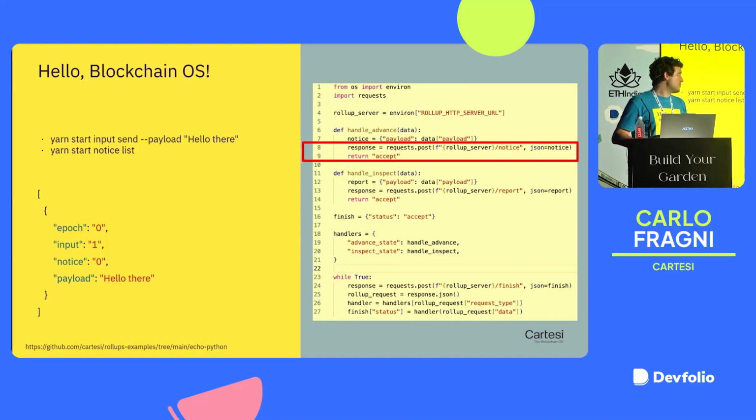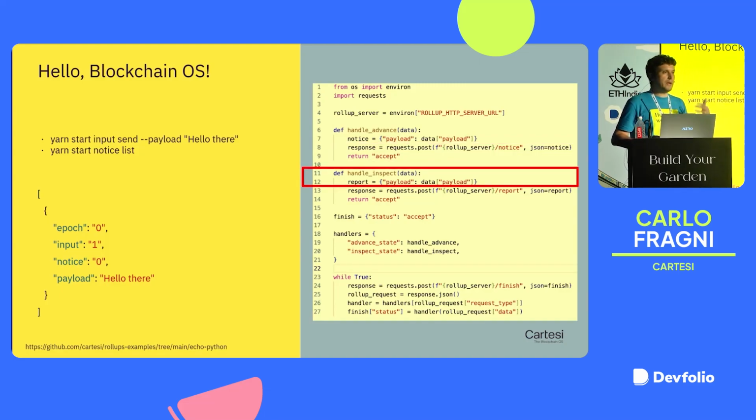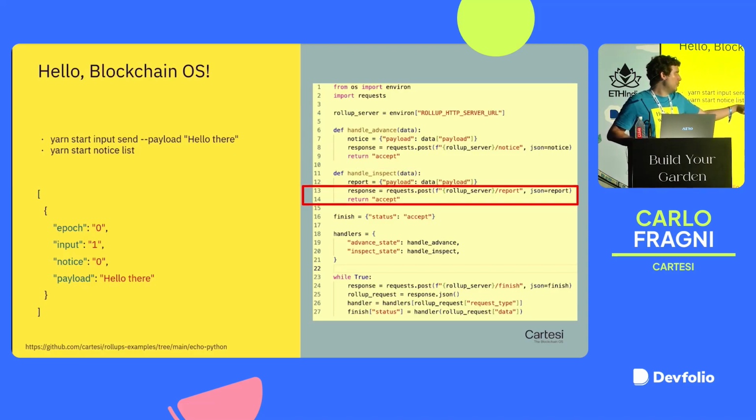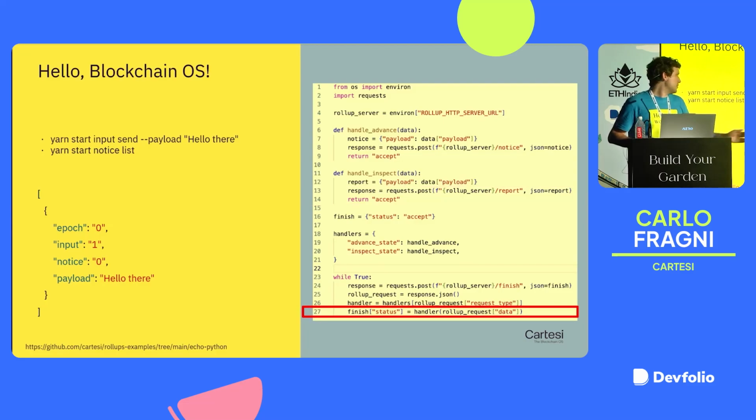So on the handle inspect, which is the case for this inspect API, which is ephemeral, same stuff. Only that this time we're picking up this payload and we're putting it on a different endpoint, report. Report is this other interface which I told you guys is meant to be ephemeral. So whenever you do a report, it's not stored, it's not there forever. It's like an Ethereum call response, right? And yeah, that's it. After you process it, we just set up that finish status to accept or reject and do it again.